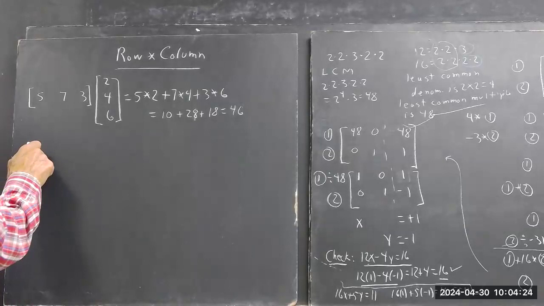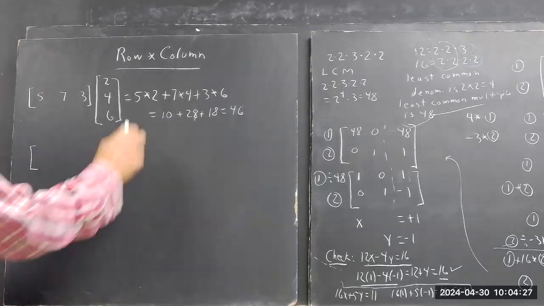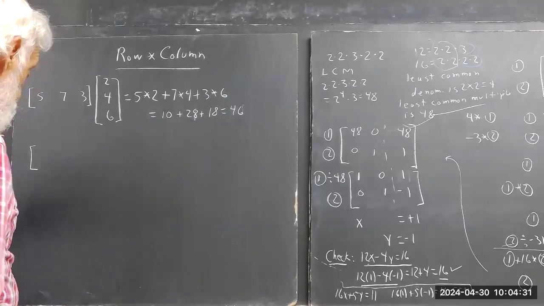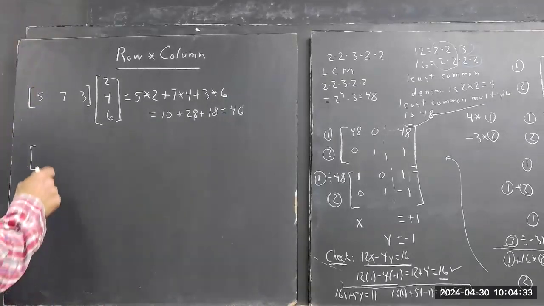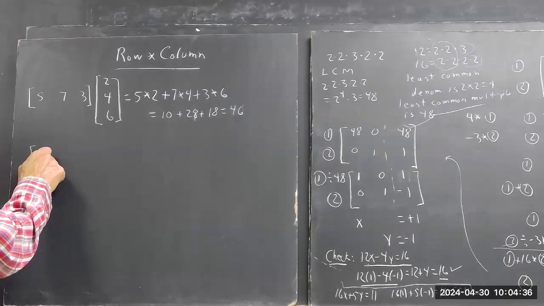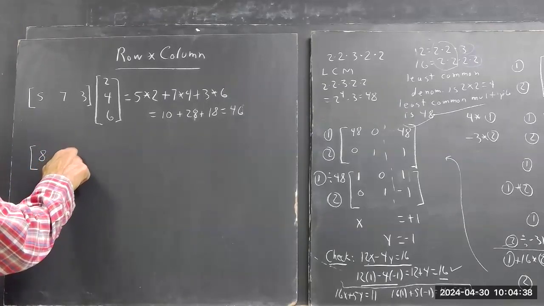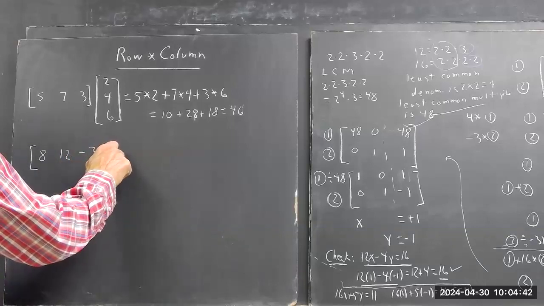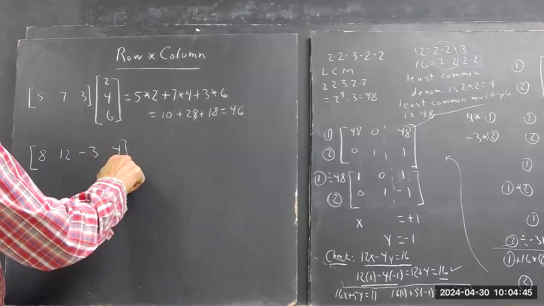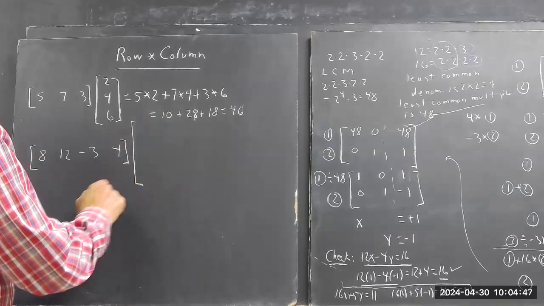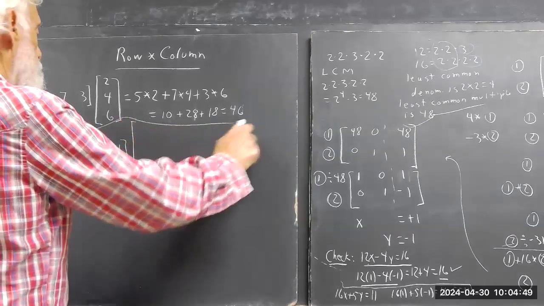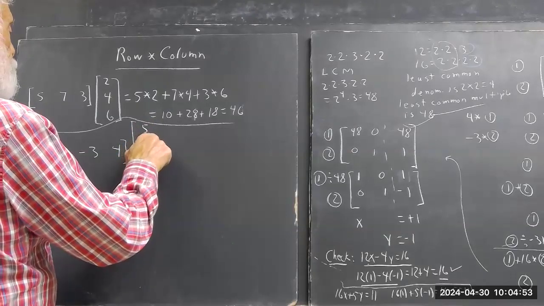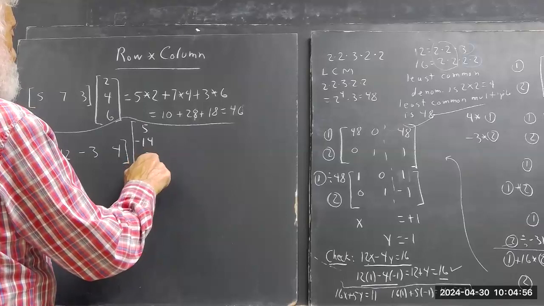Give you another row and column. Now, all I want you to do is write this out. I know you can punch that into your calculator. You probably do a lot of it in your head. Let's take 8, 12, -3, 4. Multiply that by 5, -14, 2, 7.